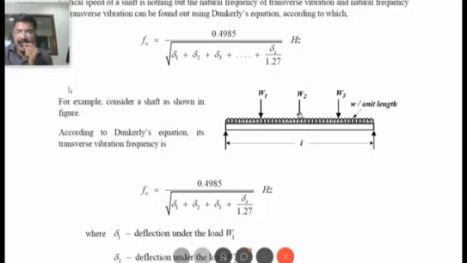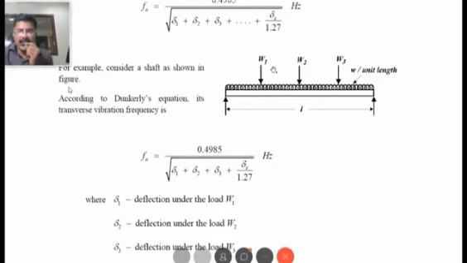Delta 2 is nothing but the deflection of the beam under the load W2 when W2 alone is acting. And delta 3 is the deflection of the beam under the load W3. That is delta 3 for you. And delta S is the deflection of the shaft due to self-weight. That is this UDL, self-weight. This UDL represents the self-weight.